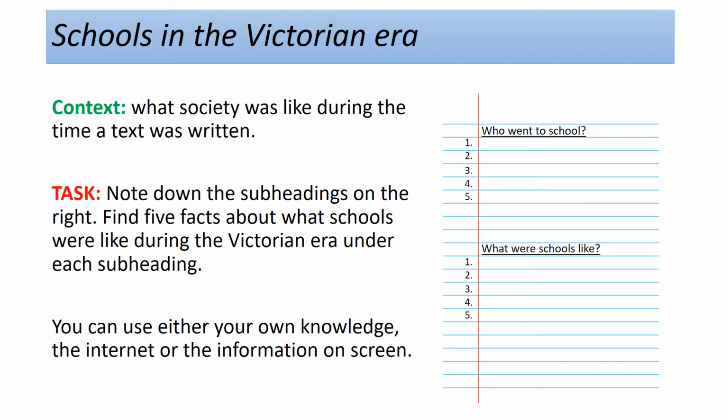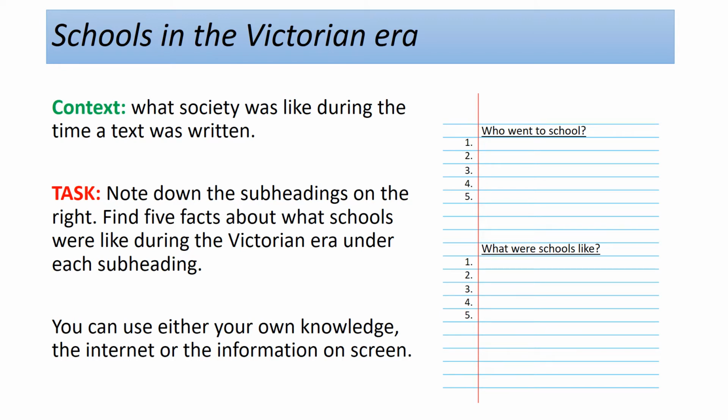And if you set it out just as it is on the screen there, leave yourself some space to note down 5 facts underneath each of those subheadings. So we're going to find out who went to school during the Victorian times and also what schools were like, because we can see some differences from that image, but there's a lot of other things happening behind that image, something that the image can't tell us.